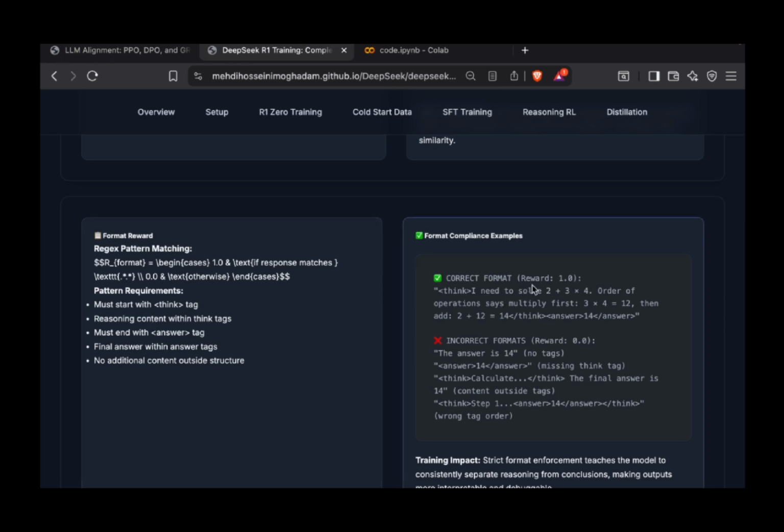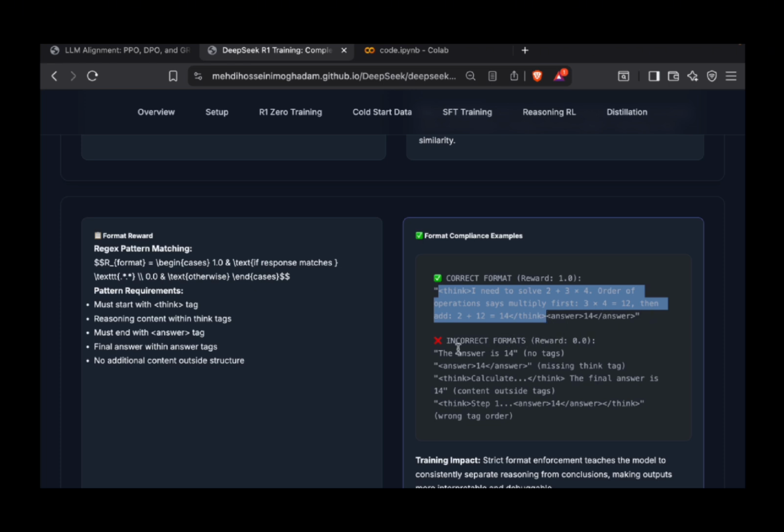So the correct format with a reward of 1 would be something like this. In the think tags we have, I need to solve 2 plus 3 times 4. Order of operations says multiply first, then addition. This was in the think process and tag, and the answer is 14, which is exactly what we want.